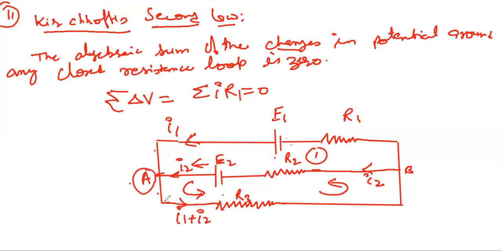If we apply Kirchhoff's first law at junction A, I1 is coming, I2 is coming. So how much should go from here? I1 plus I2. Are you following it? Yes, sir. I1 is going here. That's why only I2 is going here. You asked this question, no? Why only I2 is going here?